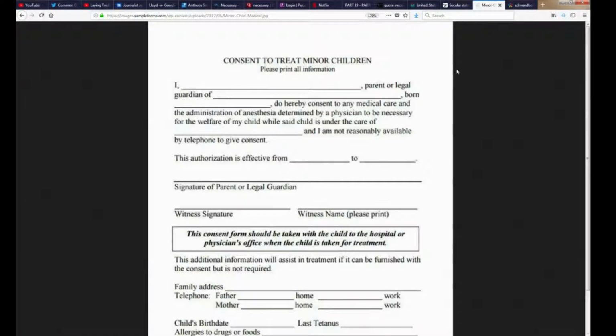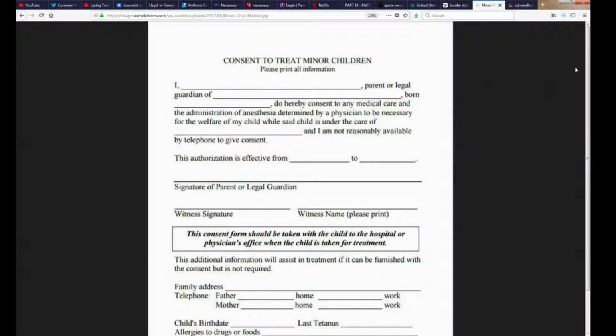So when they send it back to you in the school daycare arena, it's almost like a lazy use of the word necessary, just to get a catch-all category word. It means whatever's deemed necessary by the physician for the welfare of my child, while said child is under the care of blah blah blah. And I am not, reasonably, that's another word that's been mentioned by Carl Lentz in his talk shows, oh come on, let's be reasonable about this. No, let's not be reasonable about this. Available by telephone to get consent, okay?